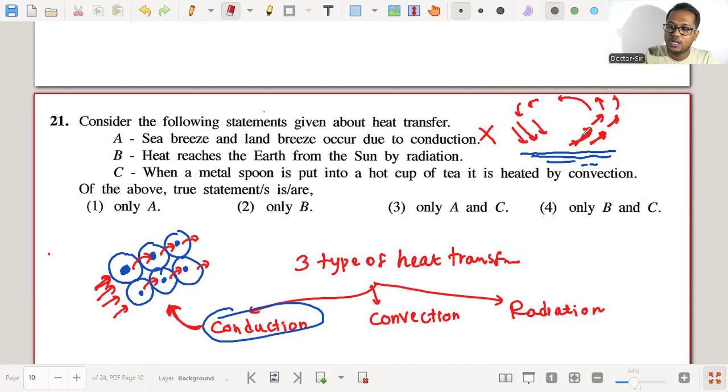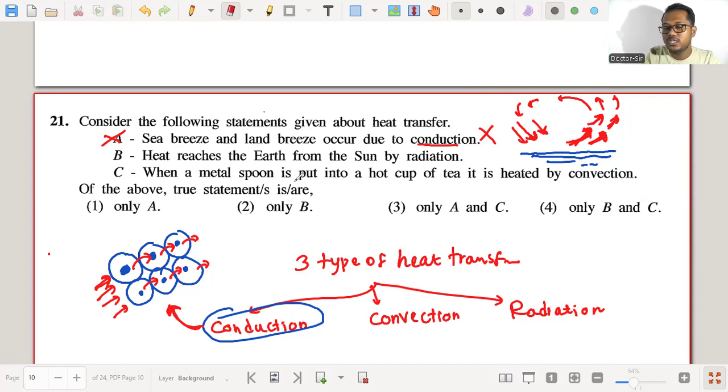So this is how heat transfer occurs. This is due to convection. Cooled air is coming downwards, then heated air will go upward. This is convection. Here the answer mentions conduction, so A is wrong. Okay. So we have to see answer C as well.